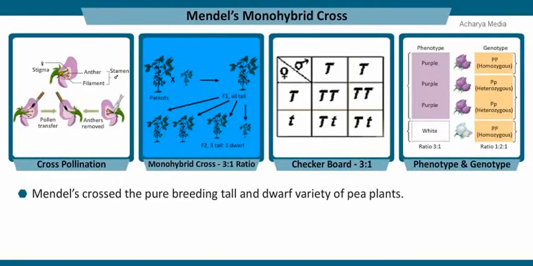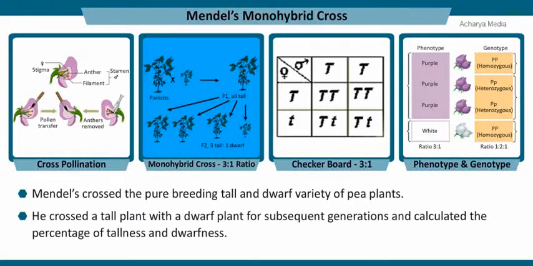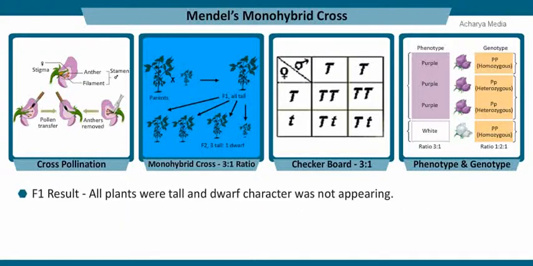Mendel crossed the pure breeding tall and dwarf variety of pea plants. He crossed a tall plant with a dwarf plant for subsequent generations and calculated the percentage of tallness and dwarfness. When a pure breeding tall plant was crossed with a pure breeding dwarf plant, all plants were tall in the first filial generation, F1, and the dwarf character did not appear at all.